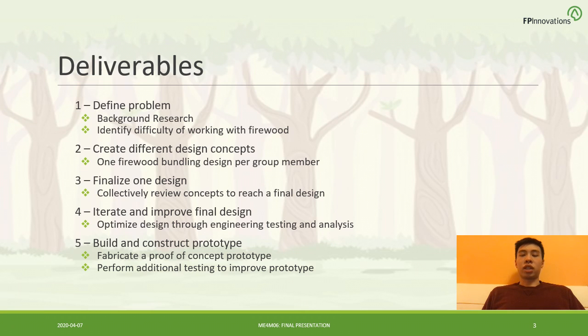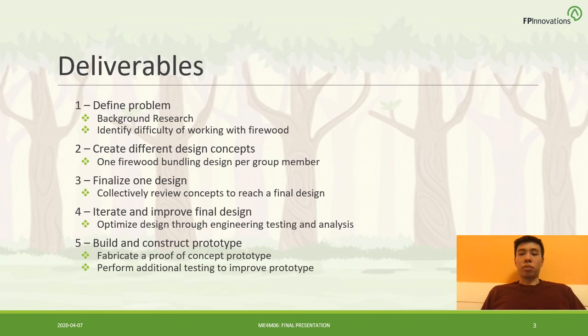Our third deliverable was to select a final design, and this would be done by collectively as a group reviewing each initial design concept and selecting the best components from each to create the final design. Our fourth deliverable was to iterate and improve the final design, and this could be done through engineering analysis as well as testing. Our fifth deliverable was to construct and build the prototype. This would be a proof of concept prototype, which would showcase the completion of our sub-objectives.